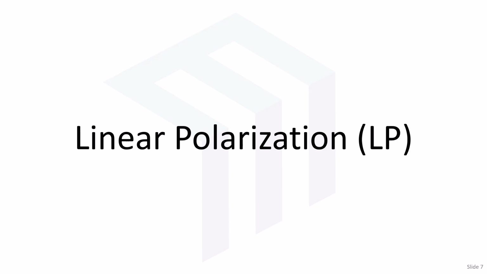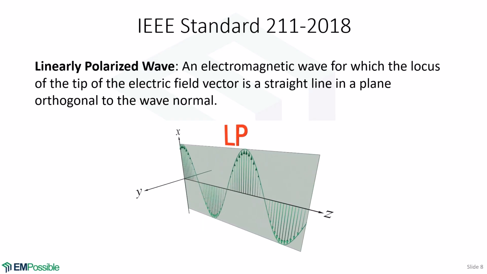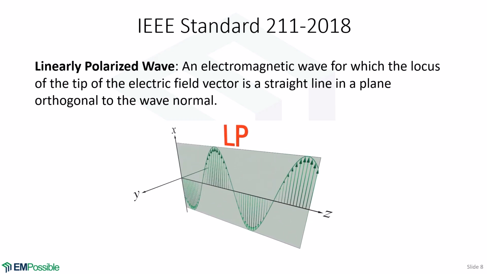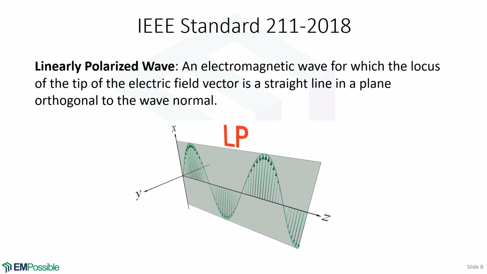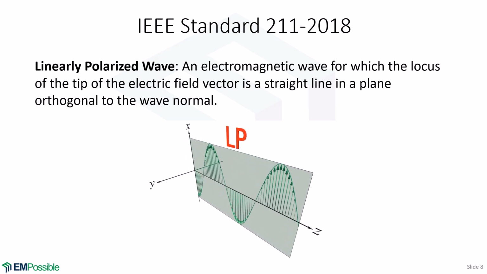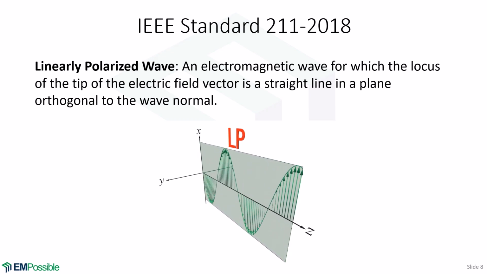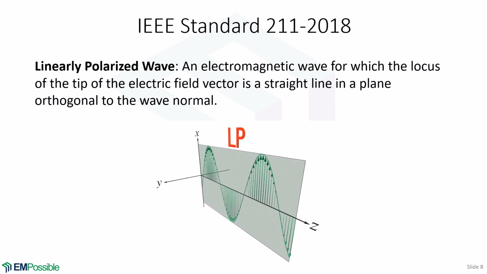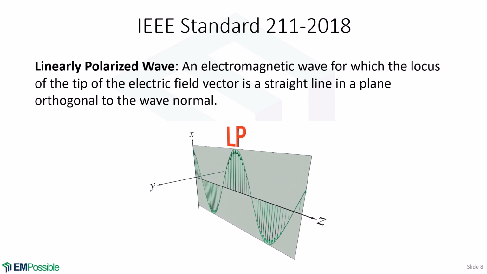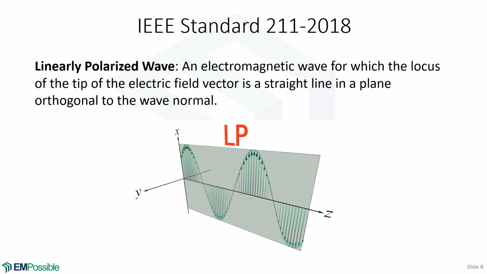Linear polarization. So a linearly polarized wave, and back to the IEEE definition, and I'll restate it and then show you in this visual here what's being said in words. So I'll repeat the definition. An electromagnetic wave for which the locus of the tip of the electric field vector is a straight line in a plane orthogonal to the wave normal.